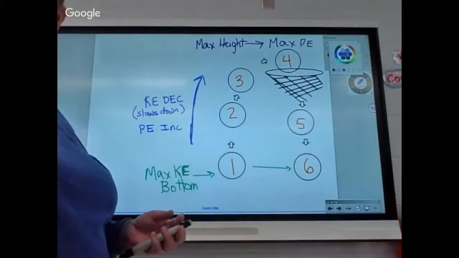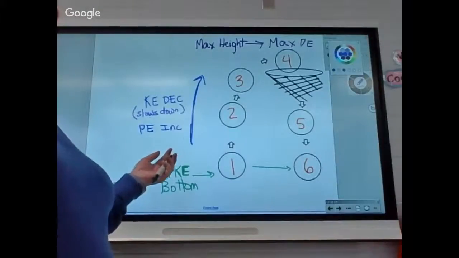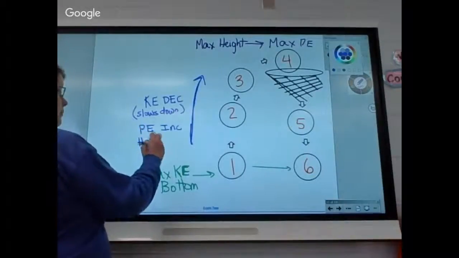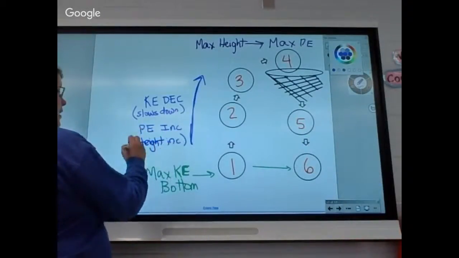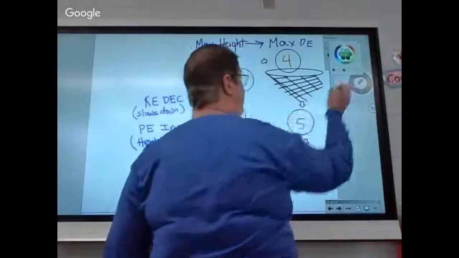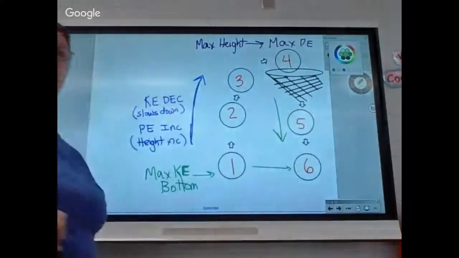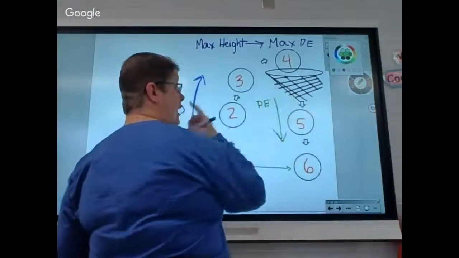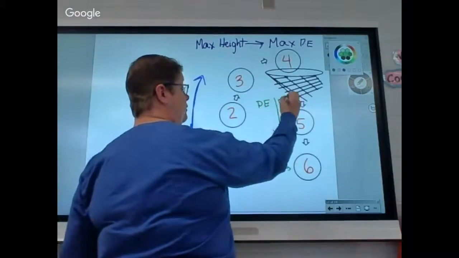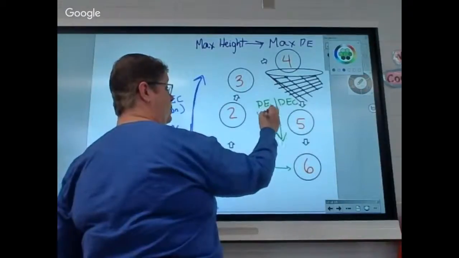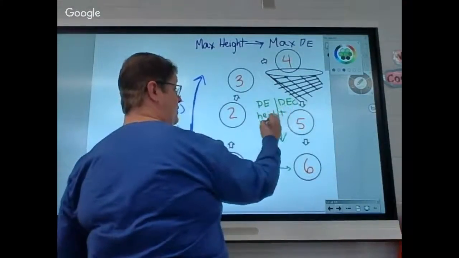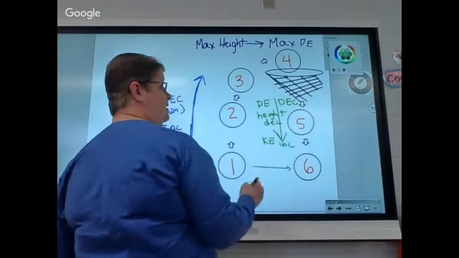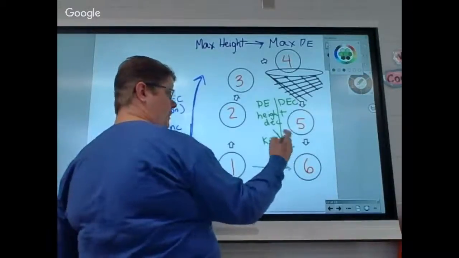All right, so why does potential energy increase? Height increases. That's why it increases. All right, so if we had this side, what could you tell me over here? Potential energy does what? Why does it decrease? Because the height decreases. All right, what happens to kinetic energy? It increases. Why does kinetic energy increase? It speeds up.